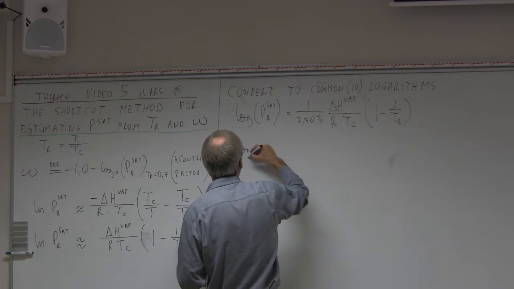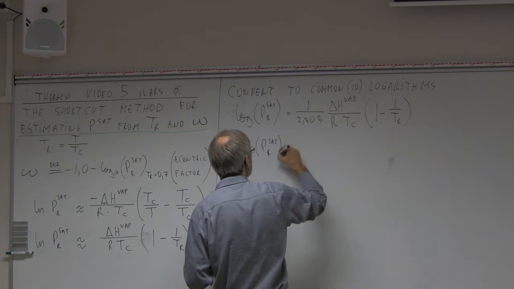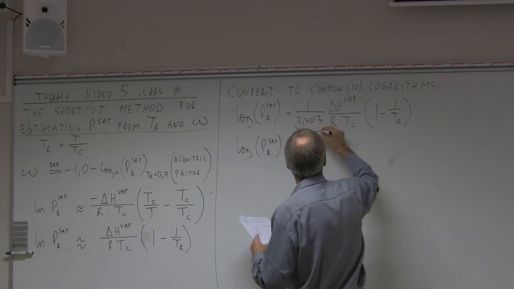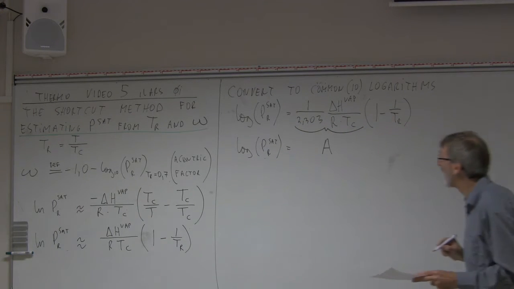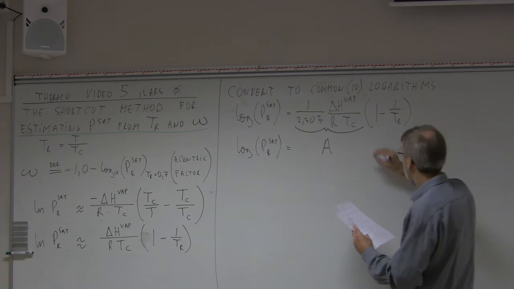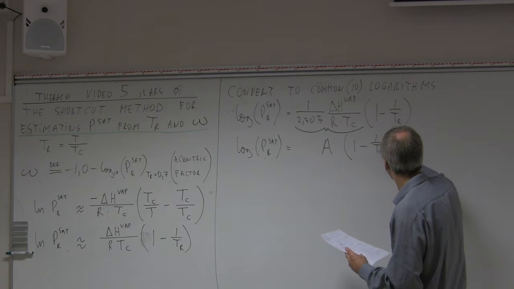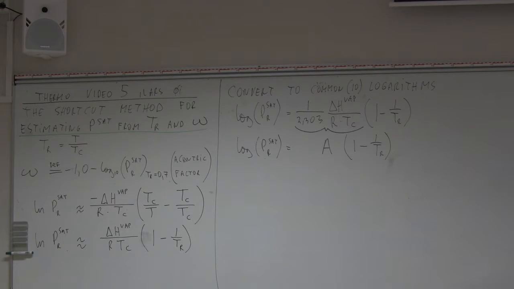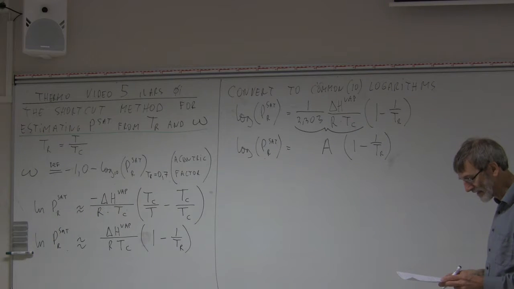Or the logarithm of PR sat is a constant A times 1 minus 1 over TR. Then we assume that the vaporization entropy is constant.